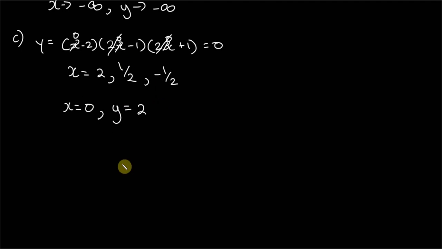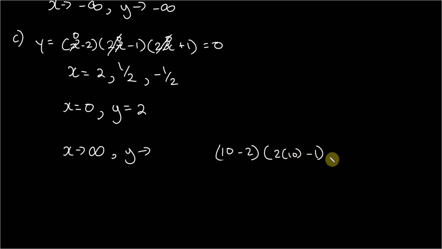And now finally we need to see what happens to y for very large positive and negative values of x. Again, I will just use 10, an arbitrary number that's somewhat reasonable in this context. So when x tends toward infinity, we have 10 minus 2, 2 times 10 minus 1, and 2 times 10 plus 1. 10 minus 2 is 8, 2 times 10 is 20, minus 1 is 19, and 2 times 10 is 20, plus 1 is 21.